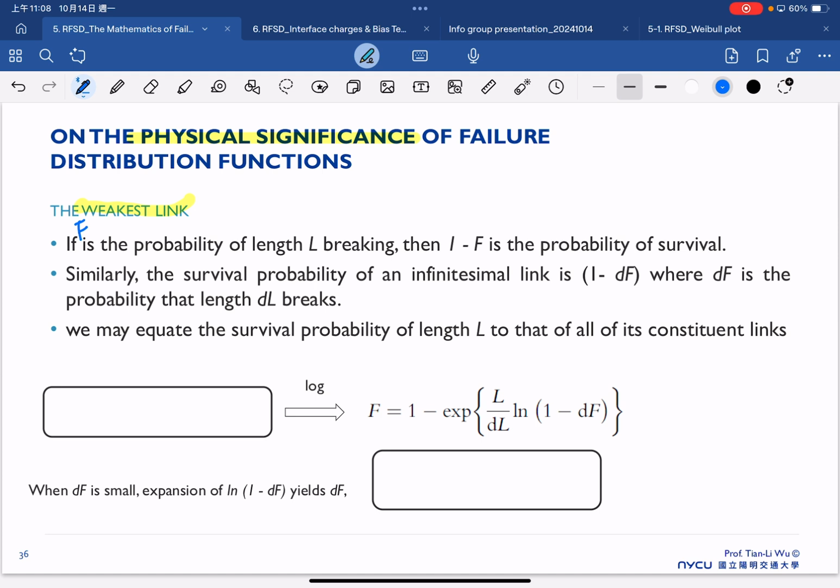So similarly, we can also consider the original. We have the whole thing of a certain length L. But now we can divide the L into small segments dl.